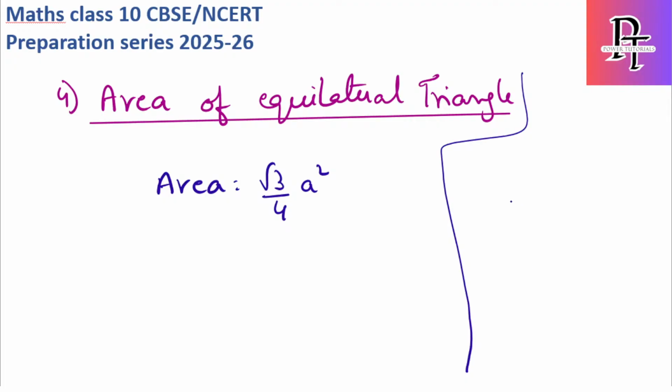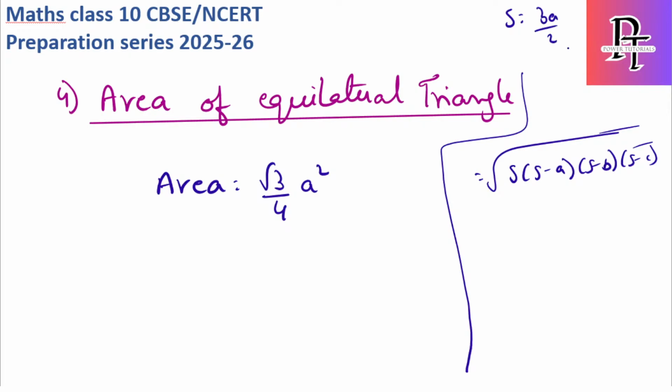So the formula is root of s into s minus a into s minus b into s minus c. Here all three sides are equal. And what is the s value now? s is equal to a plus b plus c by 2, which is 3a by 2. Okay, so now substitute the s value here.